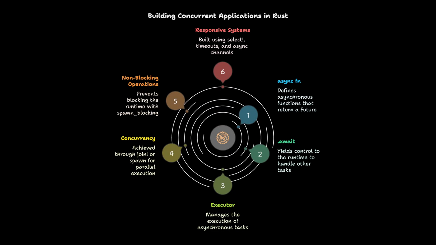To wrap up, here are the core takeaways. An async function returns a future. .await yields to the runtime. You need an executor, commonly Tokio. Join or spawn are used for concurrency. Avoid blocking the async runtime and use spawn_blocking for CPU or blocking work. Use select, timeouts, and async channels to build responsive systems. With these primitives, you can build highly concurrent, efficient apps without the classic threading disasters. Rust gives you the tools to write safe async code that's also fast.